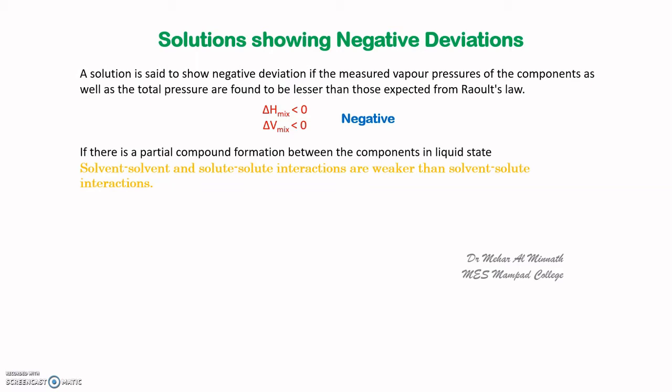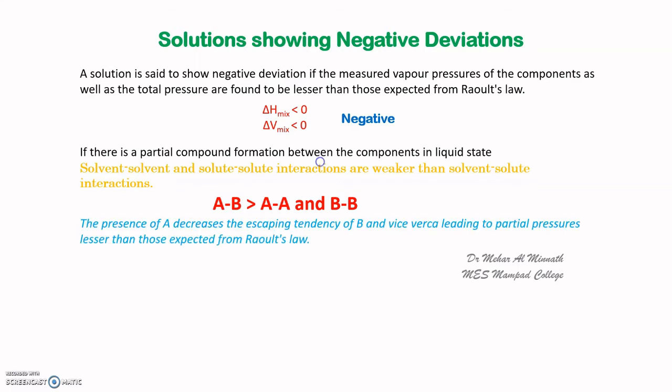So A will not allow B to escape and B will not allow A to escape. So obviously what will happen? The pressure will decrease. The escaping tendency of each component will be decreased by the other component, because AB interaction will be greater than AA and BB interaction.